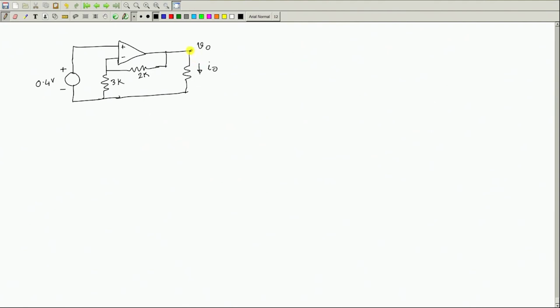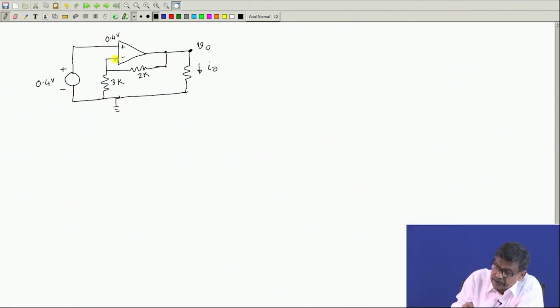Now, if this is the output signal, is there a negative feedback? Yes. See, this time it has been drawn like this, but you should not be under the impression that it is a positive feedback. It is a negative feedback. To the negative inverting terminal, a portion of the output signal is fed. So, under this condition, you know, the current drawn by the op amp will be 0. So, this potential is 0.4 volt. This is the ground. With respect to this, I am measuring 0.4 volt. There will be no current here.